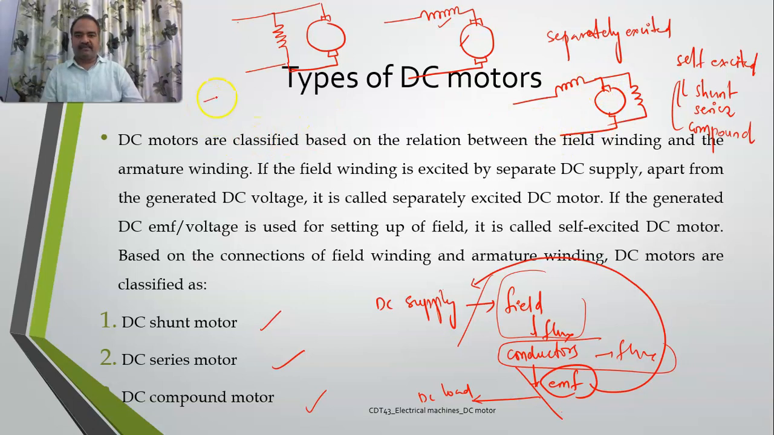Now separately excited machine, this is a separately excited machine. Field is separate and armature is separate. Both are excited by different supplies.